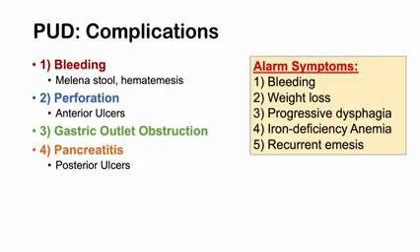And there's some alarm symptoms that are also important to note with peptic ulcer disease, including bleeding. So overt gastrointestinal bleeding is an alarm symptom. Weight loss is also an alarm symptom. Progressive dysphagia, so more and more difficulty swallowing and getting food down, because this can lead to weight loss and perhaps may indicate some other issue. Iron deficiency anemia, this can be due to excessive bleeding. And then recurrent emesis, so recurrent vomiting, is also an alarm symptom as well.